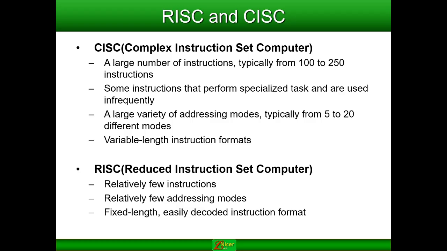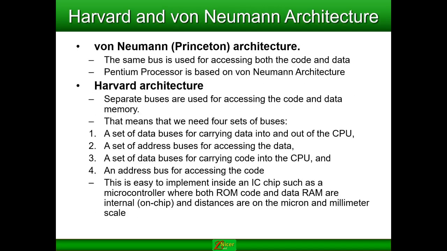Variable length instruction formats. RISC is reduced instruction set computer. This has very few instructions to work with. It has relatively few addressing modes, and a fixed length, easily decoded instruction format. So RISC is generally better than CISC, and a lot of modern day computers are made on RISC because it is not very complex, and it is simpler to work on.